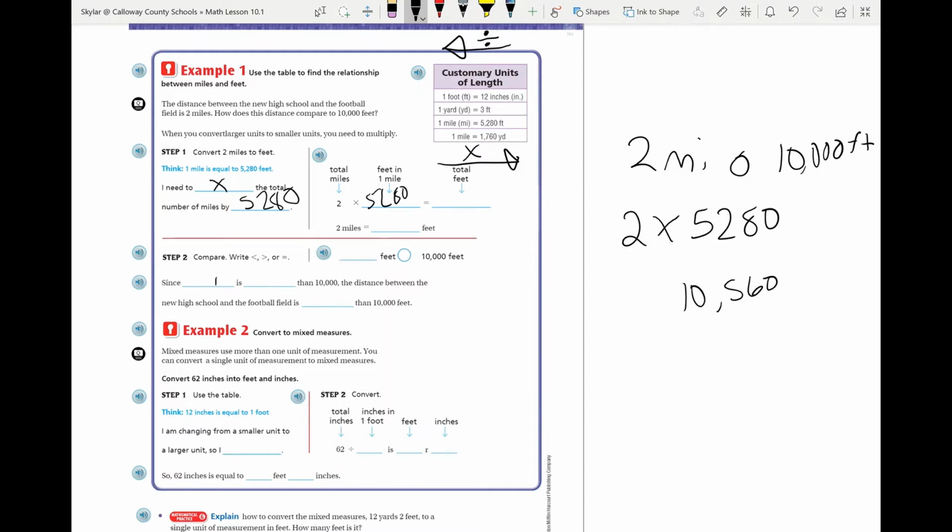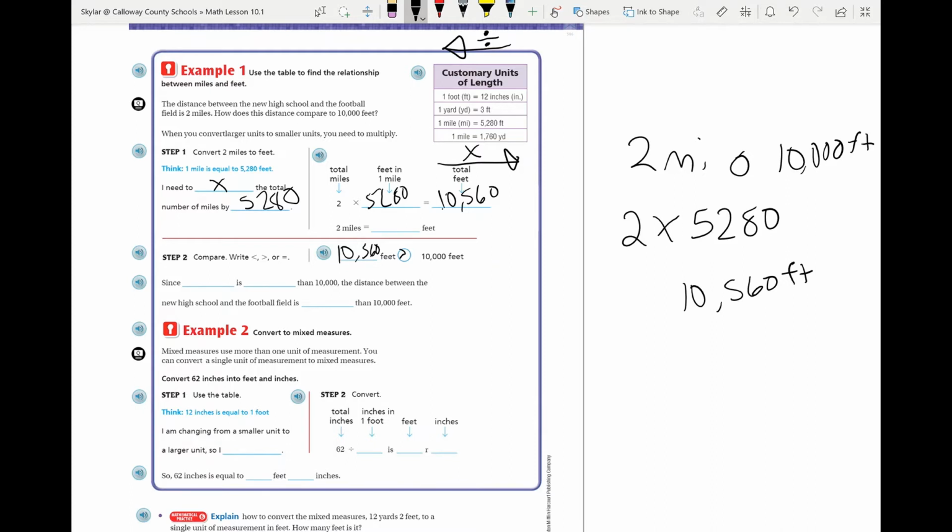So 10,560 feet. I am a very poor example of this. Make sure you are using your units. Don't want to get lost in there anywhere. So now we need to compare these two things: 2 miles, which was 10,560 feet, and then 10,000 feet. Hopefully we can tell 10,560 is bigger than 10,000 feet.